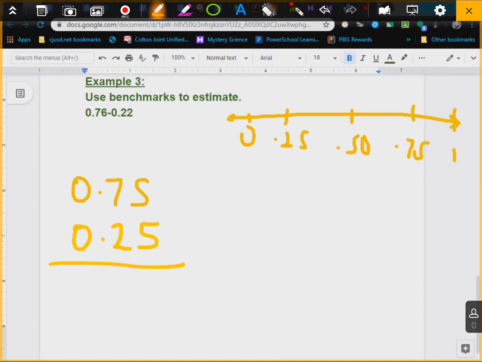And now we subtract. 5 minus 5 is 0, 7 minus 2 is 5. Bring your decimal down, 0 minus 0 is 0. Rounding, it would be 0.50. Okay, guys, so today you're going to be rounding things to the nearest whole number or to the nearest benchmark. They're going to tell you which to do, but make sure you do that rounding and add or subtract.